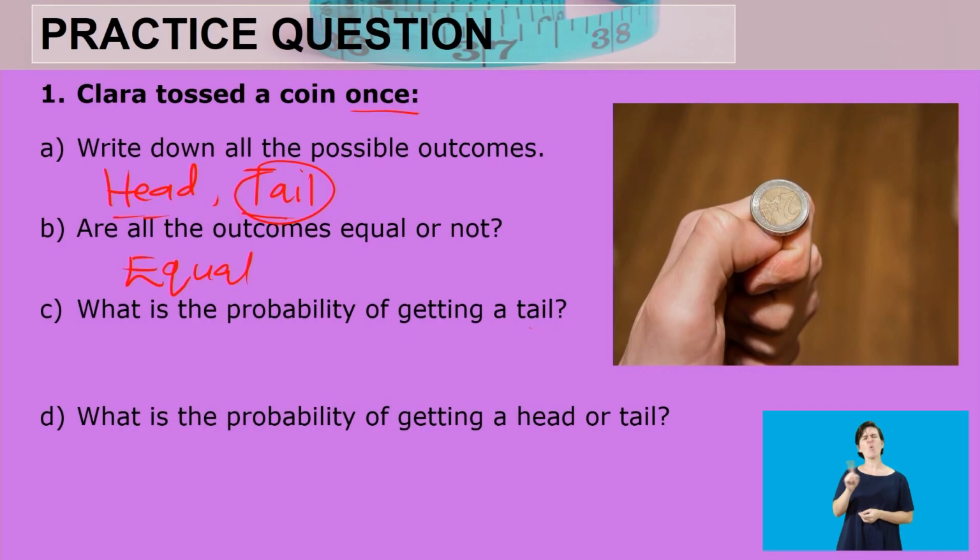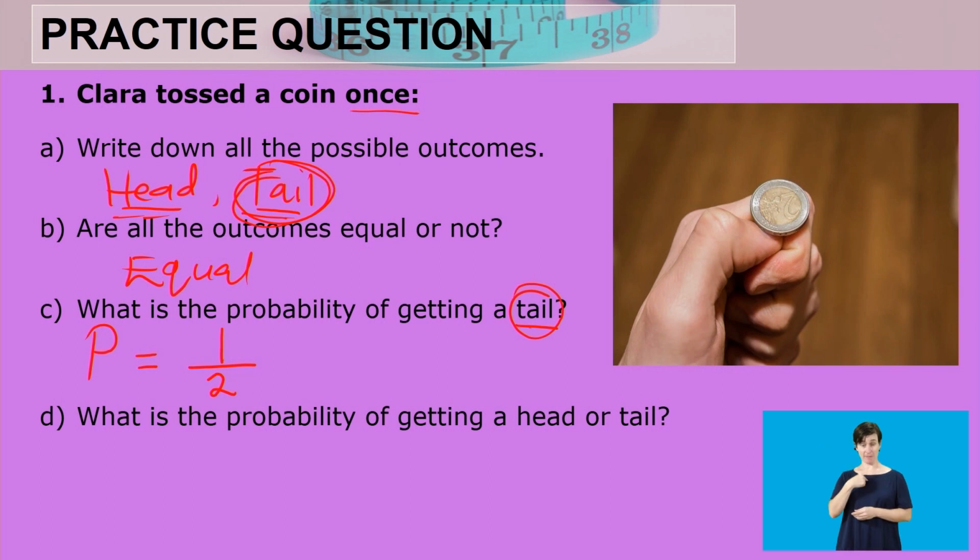So C, what is the probability of getting a tail? So now we are looking at the probability of getting a tail. How do we determine probability? We say probability is equal to how many outcomes do we have when we toss a coin? We've got two because it's either a head or a tail. Then how many tails do we have when we toss this coin once? We only have one tail, so it means it's 1/2.